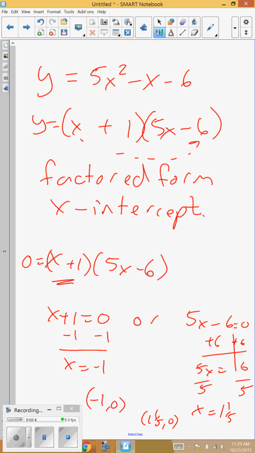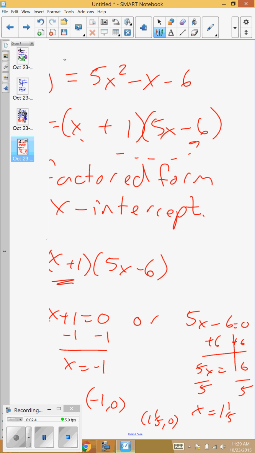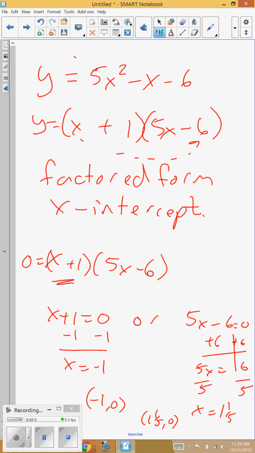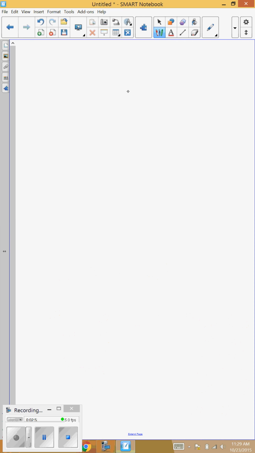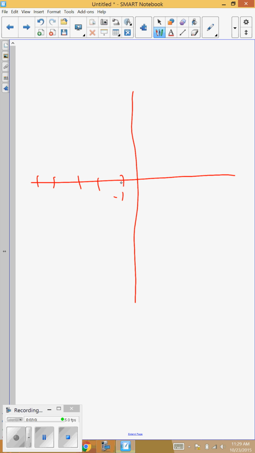So when it comes to graphing this, I forgot to load a graph on here, so I'm going to just draw a rough sketch here. I know that it should cross my x-axis at negative 1, comma 0, and it should also cross my x-axis at 1 1/5. I know it opens up. I also know that a quadratic, a parabola, has some symmetry. So my vertex should be halfway between these 2 points, somewhere in here.